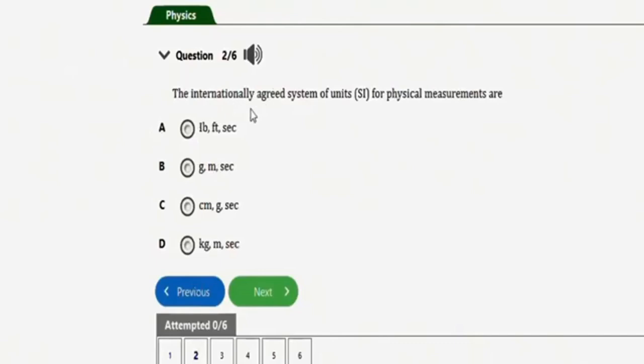So it says the internationally agreed system of units SI for physical measurements are option A, we have foot pound second, option B, we have gram meter second, option C, we have centimeter gram second, option D, we have kilogram meter and second. So guys, the correct option to this question is option D, kilogram meter and second are internationally agreed system of units for physical measurements. Okay, so let's go to the next repeated question.